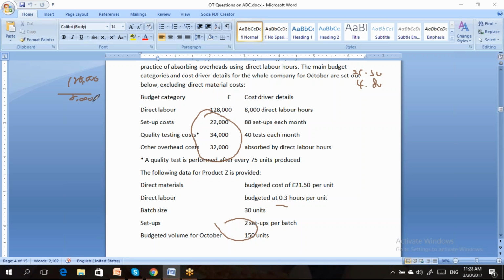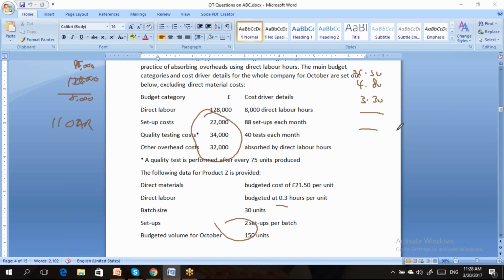So 16 is the rate per labor hour, right? Then the overheads: 34,000 plus 56,000 is 88,000, no? Yeah, 88,000. 88,000 divided by 8,000, 11 is the overhead absorption rate. And this product is taking 0.3 labor hours. So 11 into 0.3 is your overhead rate, so we will put 330. And that should be your total costing under absorption costing.